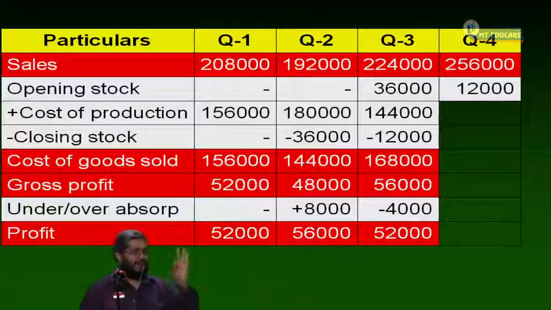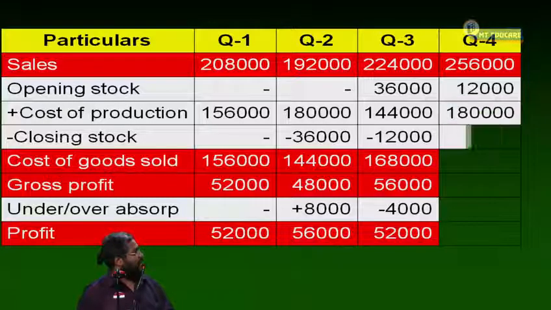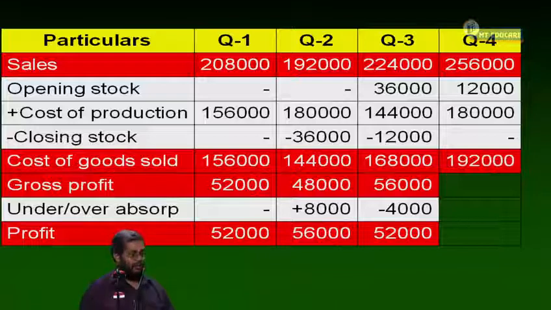How many units produced? 30,000. And how much is the cost of production? 6 rupees per unit, so 1,80,000 is the cost of production. No closing stock, nil. What is the cost of goods sold here? 1,92,000. Sales minus cost of goods sold, gross profit is 64,000.